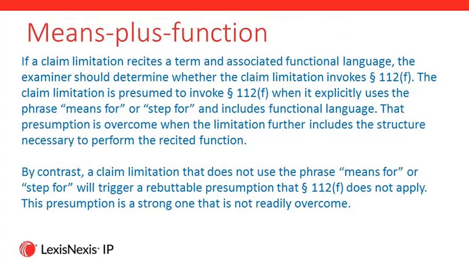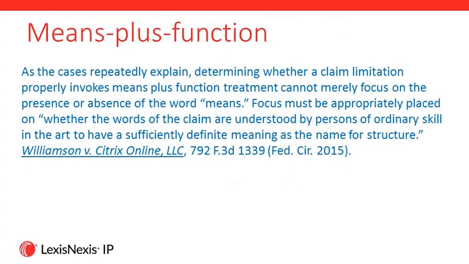We have just some basic statements here. If the claim recites a term associated with function, the examiner should determine whether the claim invokes 112F. It is presumed to invoke 112F when it explicitly uses "means for" or "step for." The presumption is overcome when there is further structure that is recited. By contrast, a claim limitation that does not use the phrase "means for" or "step for" will trigger a rebuttable presumption that 112F does not apply, and that is a strong presumption, but it is still only a presumption.